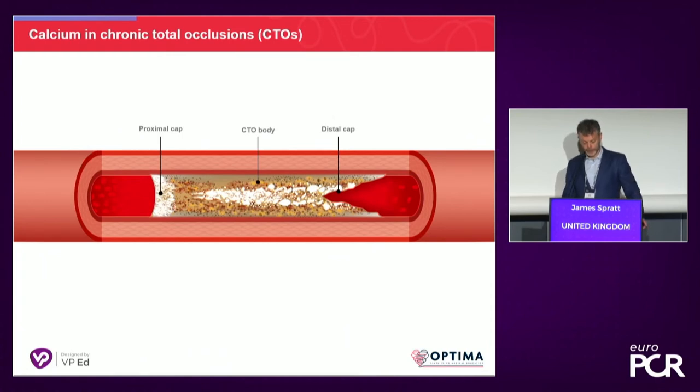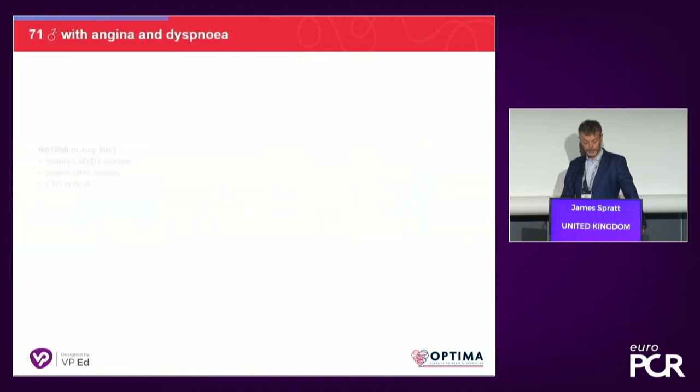And then if we bring that down to the CTO level, well, what's different about calcium in the CTO space? Well, we know it's more prevalent, particularly in the post-bypass scenario, where it's seen in about 80% of post-bypass CTOs. It's particularly concentrated within the proximal cap, but it can also cause problems within the vessel itself and the distal cap.